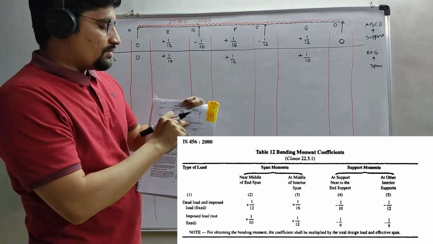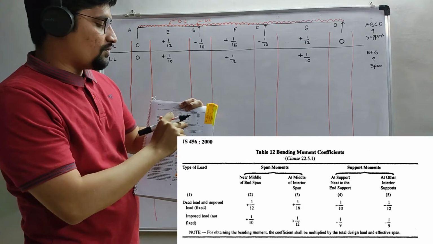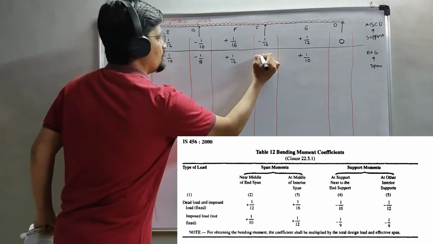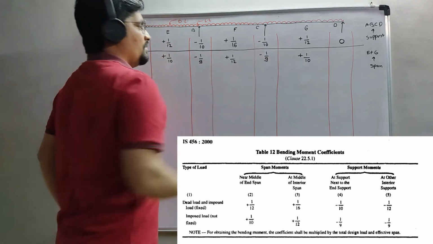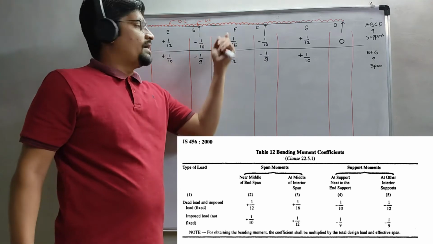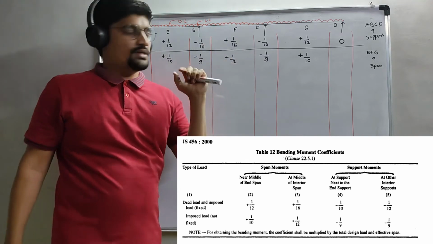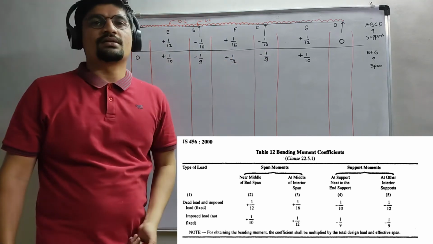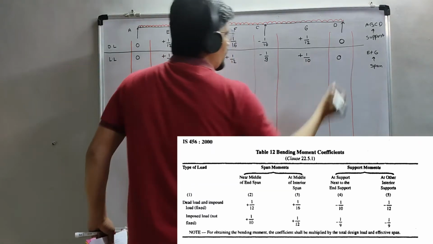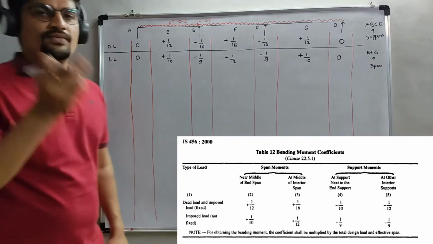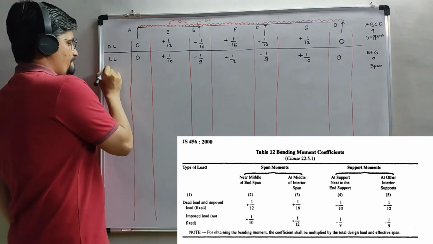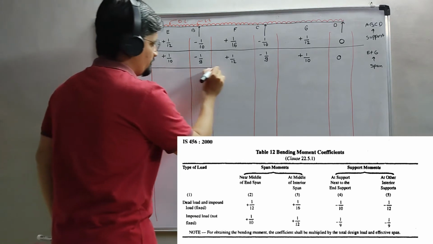So now writing the live load coefficient, it is minus 1 by 9. If we have 4 spans, then we will have the interior support. But here only 3 spans, that's why we don't have an interior support. So 0 and 0. So I hope you all understand how we have to take the coefficient. Now this row is also completed.